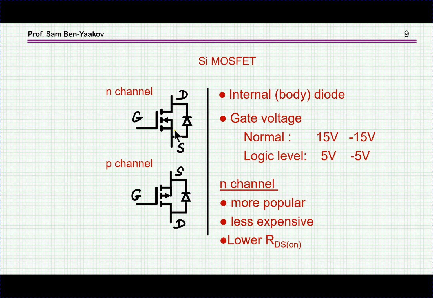Both of them do have internal or body diodes. We have normally gate voltages in the range of 15 to minus 15 or lower for the so-called logic level transistor. Now the N channel is usually preferred if possible because it's less expensive, it's more popular, and also it has a lower RDS for the same die area.